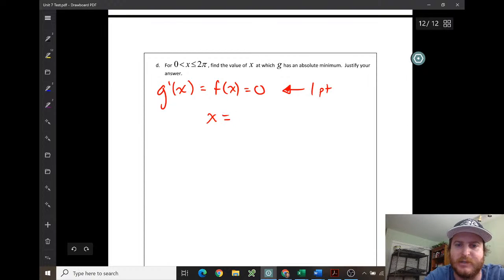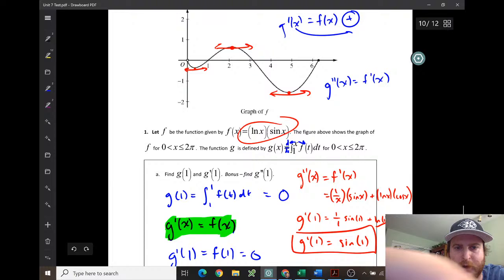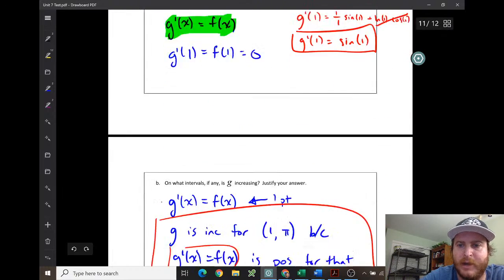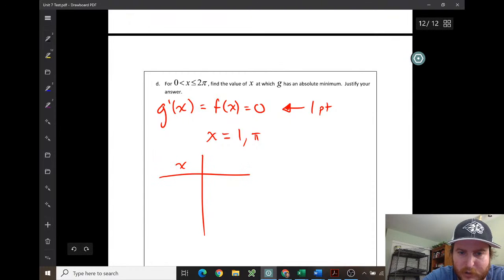Now from there, where does f of x equal 0? If we look at the graph, that happened at 1 and also at pi. So we're going to have x equal to 1 and x equal to pi. Now we're going to say x, and then we're going to put g of x. We're going to put in 0, 1, pi, and 2 pi, right? These are endpoints and our critical points.